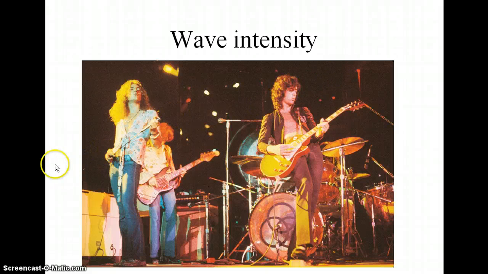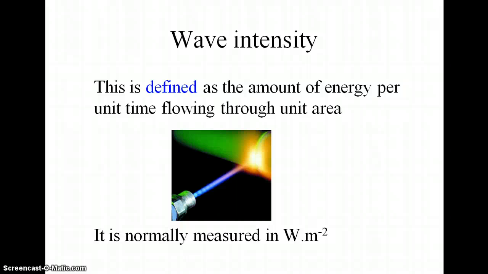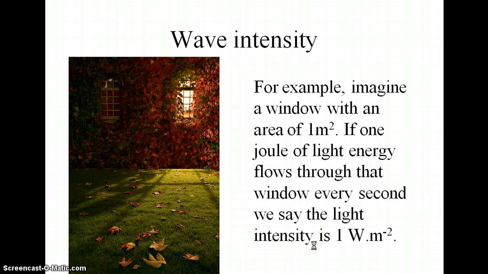Okay, now I'm going to talk a little bit about wave intensity. I wonder if any of you can guess, well, first of all, who this group is and why I've decided to use this picture. Okay, wave intensity, defined as the amount of energy per unit time flowing through unit area. Now, if you think about it, energy per unit time is a watt, per unit area, per meter squared. So wave intensity is measured in watts per meter squared.